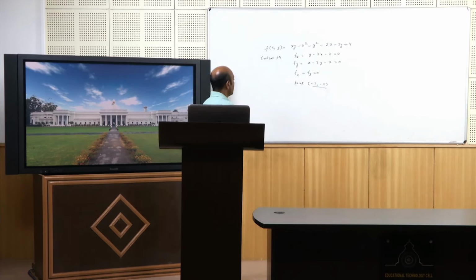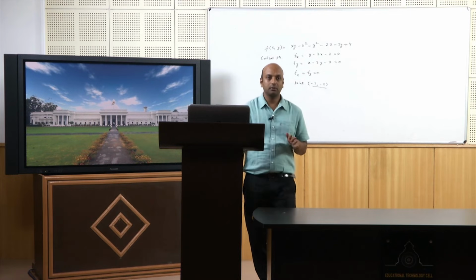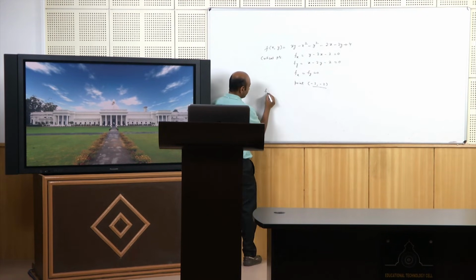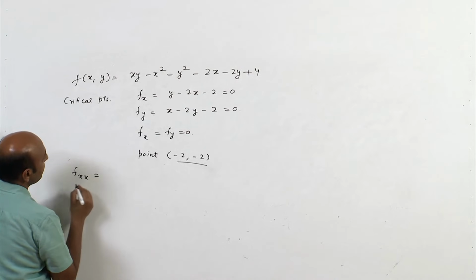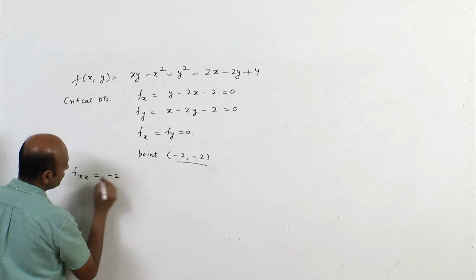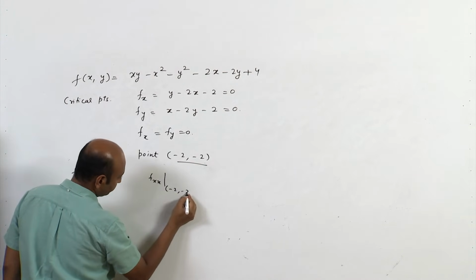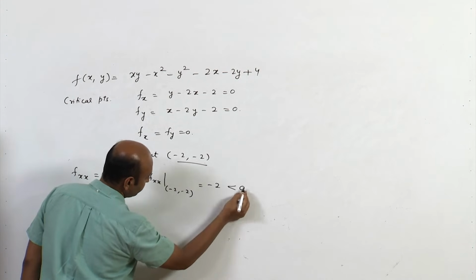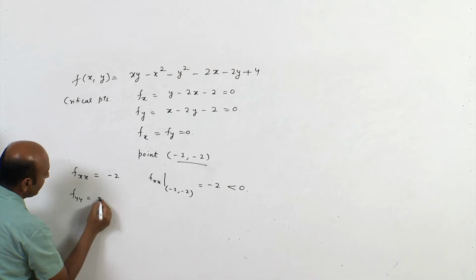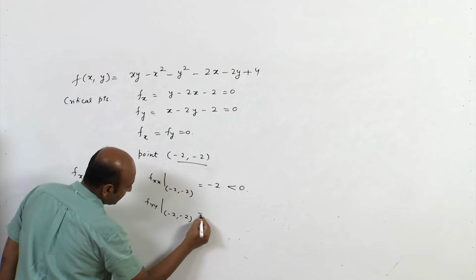Now we have to check whether this point is a point of local maxima, local minima or saddle point. We first find fxx. What is fxx? Fxx is simply you differentiate partially again with respect to x, it is -2. So fxx at the point (-2, -2) is -2, which is negative. Now what is fyy? Fyy is again -2, so fyy at this point is -2.